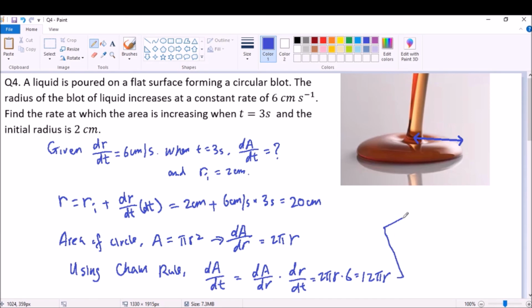And so when r equals 20 cm, this is when t equals 3 seconds. And we have dA over dt being 12 pi r, where r is 20 cm. So we have 12 times 20, which is 240 pi cm squared per second.